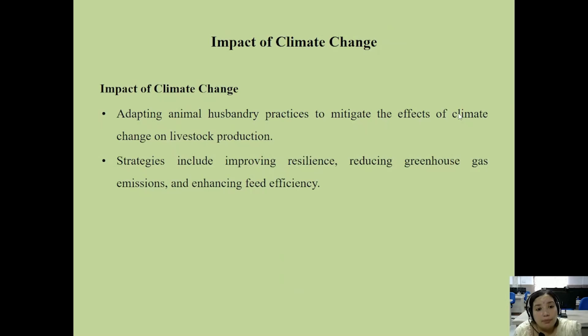Then the impact of climate change: adapting animal husbandry practices to mitigate the effects of climate change on livestock production. Strategies include improving resilience, reducing greenhouse gas emissions, and enhancing feed efficiency. That is the impact of climate change.